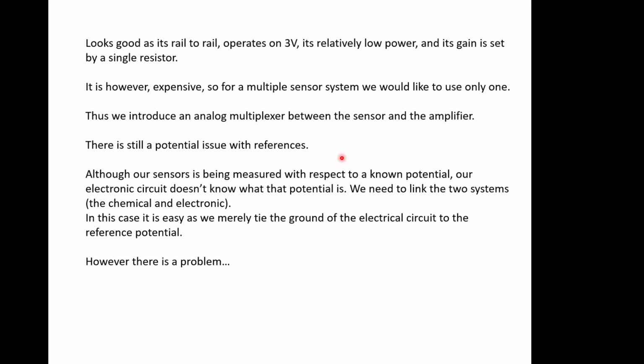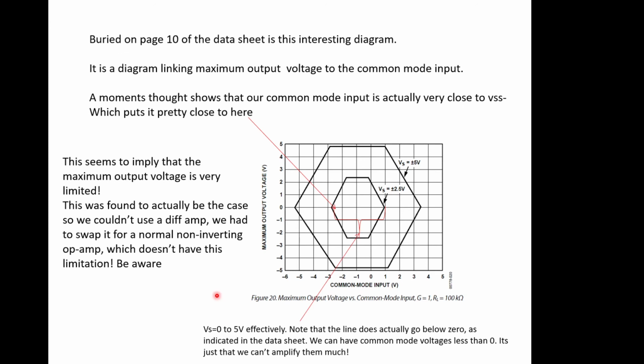And we still need to worry about references at the moment. We talked a little bit about references, and we need to get the chemical reference and the electronic reference, ground in electronics, to be at least related and ideally the same. In this case it's easy, we just tie the ground of the electrical circuit to the reference potential, which is easy enough to do, but there is a problem in our system. So we've looked in some detail at the first page of the datasheet.